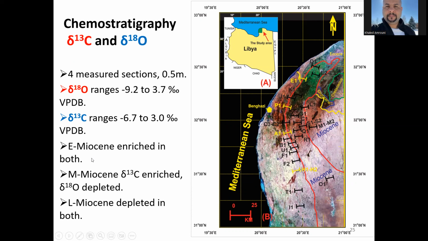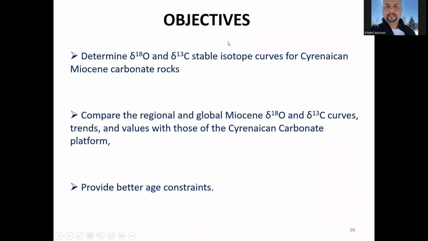We note that the early Miocene is enriched in oxygen and carbon stable isotopes. The middle Miocene is enriched in carbon but depleted in oxygen. The late Miocene is depleted in both oxygen and carbon. So what are the objectives of this chemostratigraphic study? To determine the oxygen and carbon stable isotope curves for the Cyrenaican Miocene carbonate rocks.